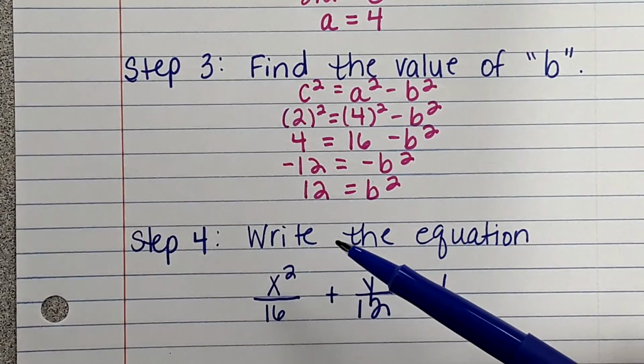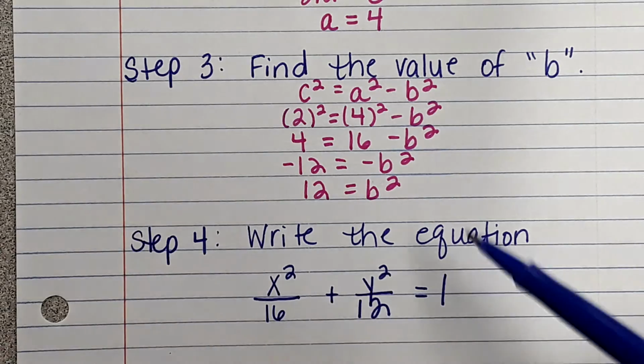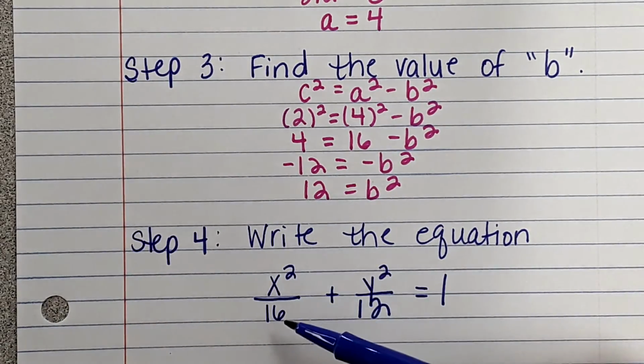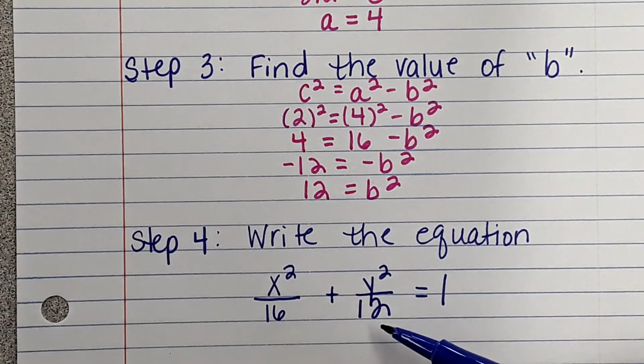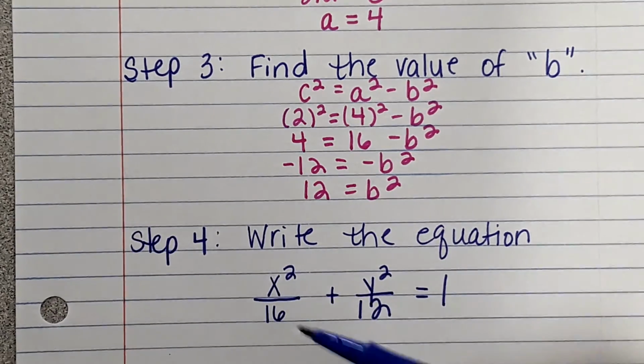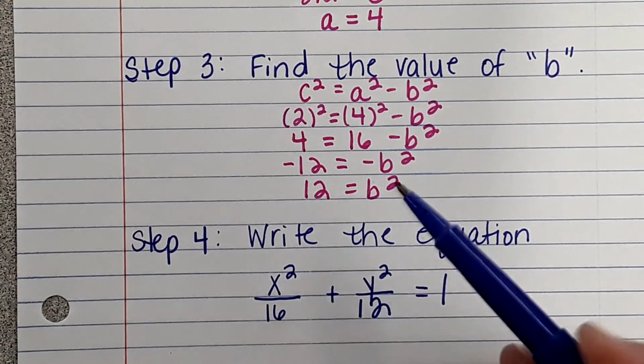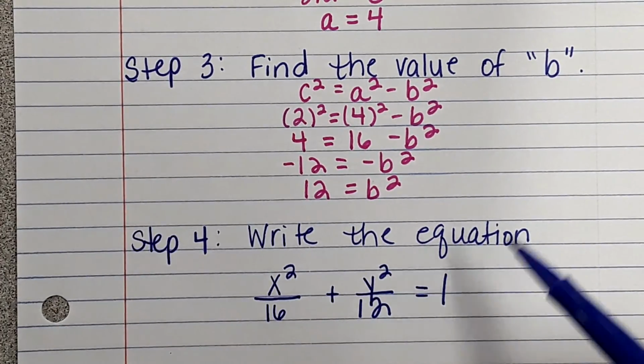Again, because my foci were (c, 0) and (-c, 0), that means my equation is going to be x squared over a squared plus y squared over b squared. Make sure 16 is larger. That's my a squared, this is my b squared, and this is my final answer.